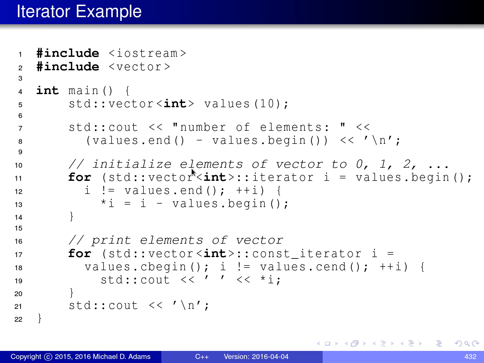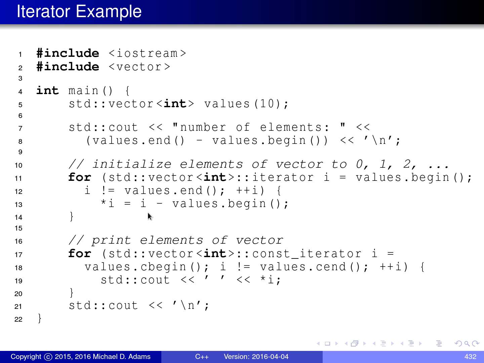The next loop here, what we're going to do is initialize the elements of the vector to have the values 0, 1, 2, 3, 4 up to 9. So we create an iterator variable called I, and we're going to loop while I is going from begin to end. And each time through the loop, we're going to increment the iterator I. Inside the loop, what we do is initialize the element that I refers to, in other words, star I, to I minus values.begin.